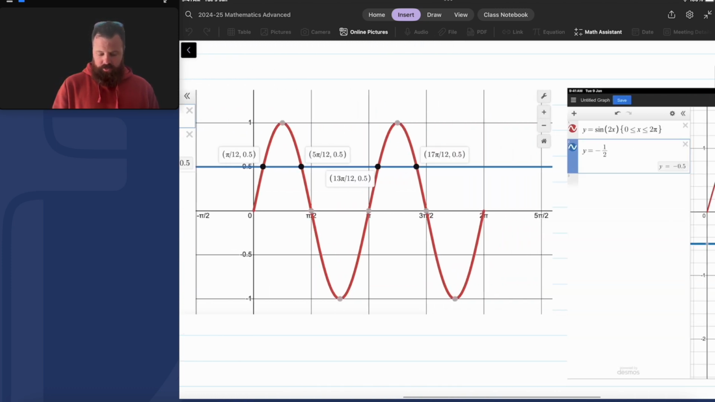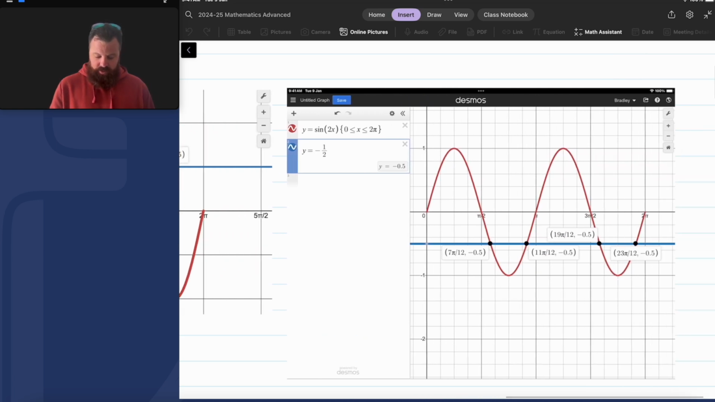So if I scroll across to where I get negative half, there you can see where that value of negative half is. 7 pi on 12, 11 pi, 19 pi, 23 pi on 12, our 4 solutions.